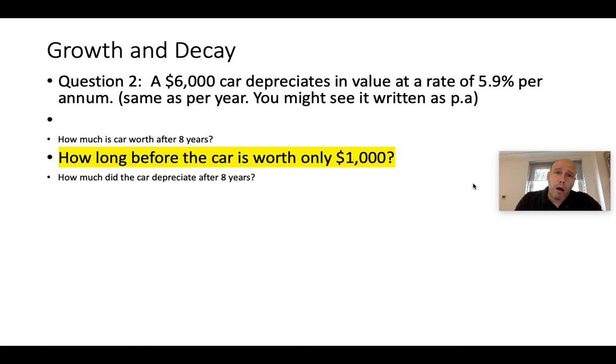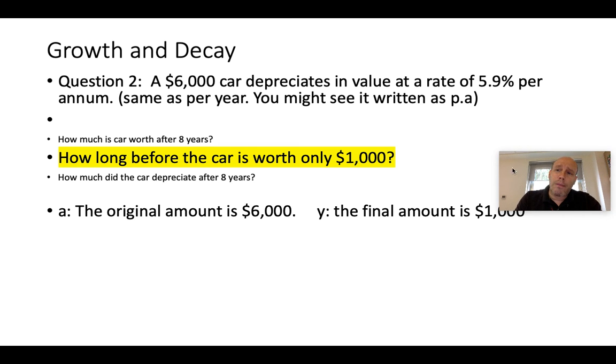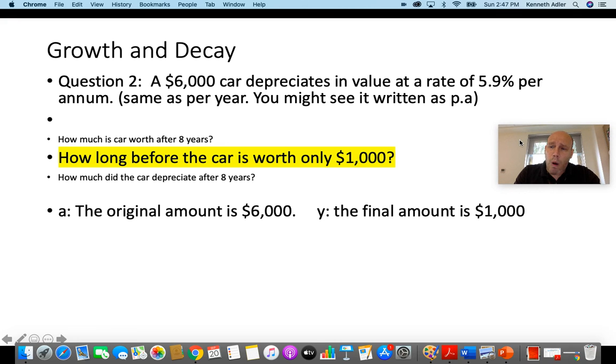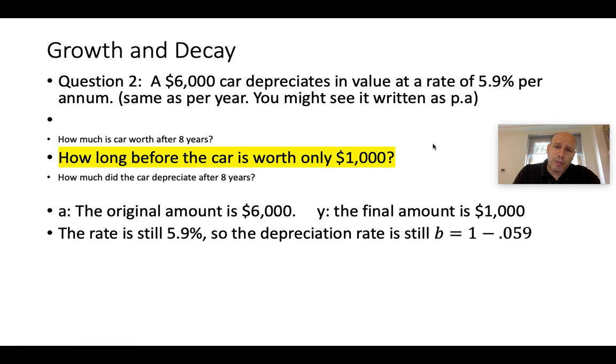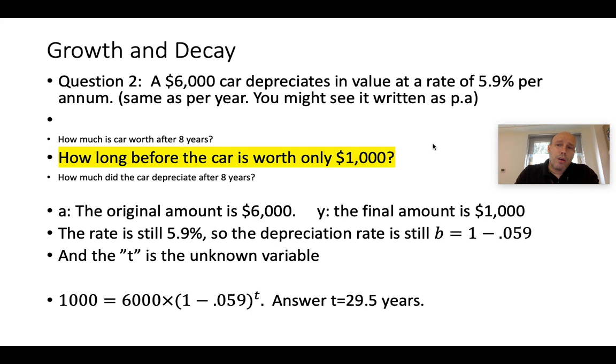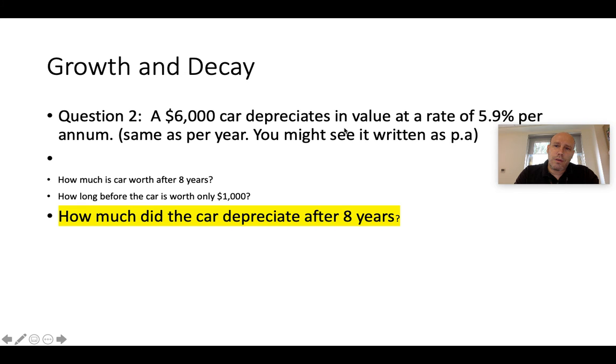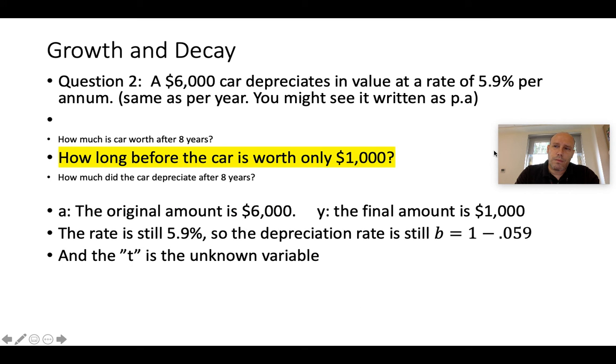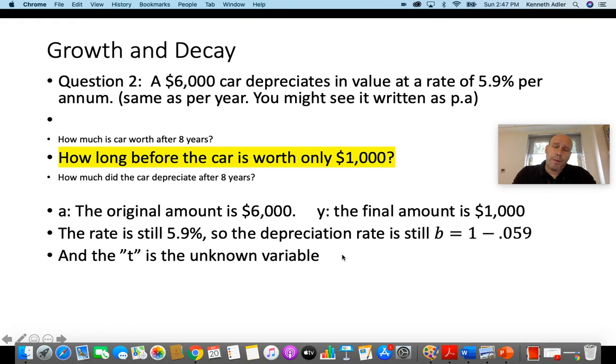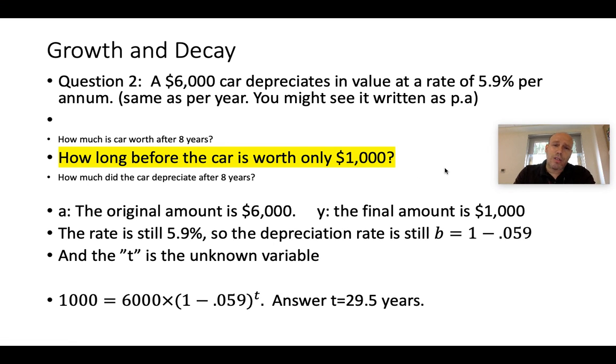Next question. How long before the car is worth only $1,000? Well, we have our initial, but now we have our final amount. The original amount is 6,000. The final amount is 1,000. The rate is still 5.9%, and so the depreciation factor is still 1 minus 0.059, and t is the unknown variable. Can you put it together in the formula or create an equation? Can you come up with the equation and use NSolver or Desmos to solve? Let's see. 1,000 equals 6,000 times 1 minus 0.059 to the t. The answer is 29.5 years.